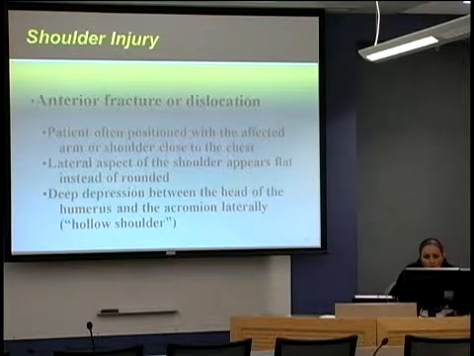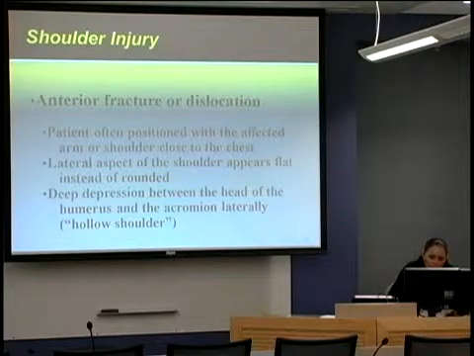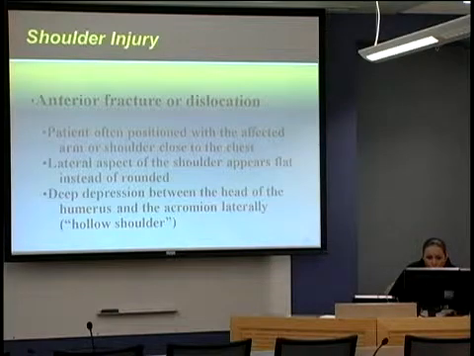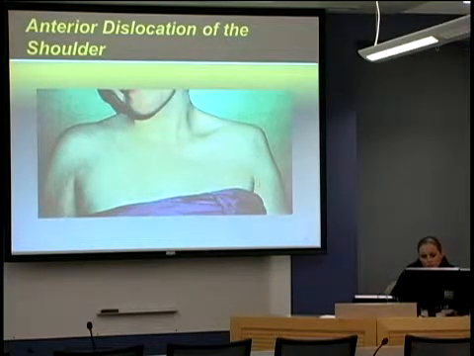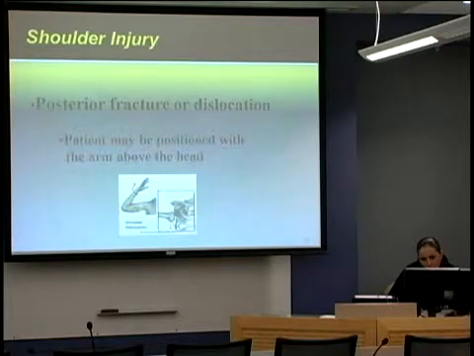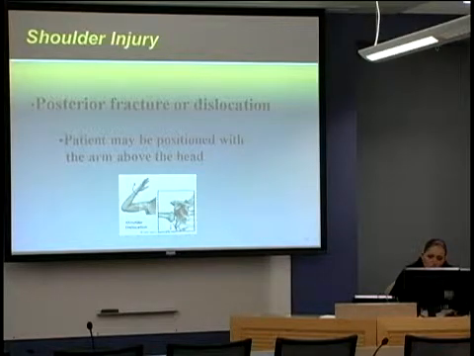One of the shoulder injuries is anterior fracture dislocation. Patient often positioned with the affected arm or shoulder close to the chest. Lateral aspect of the shoulder appears flat instead of rounded. Deep depression between the head of the humerus and the acromion laterally. We call it hollow shoulder. So this is the example of the hollow shoulder. Posterior fracture dislocation. In this situation, patient may be positioned with the arm above the head.